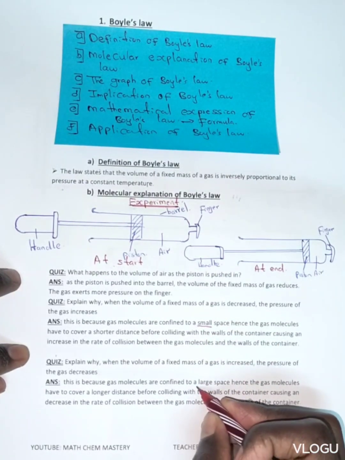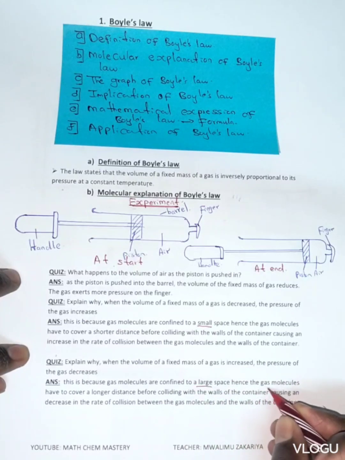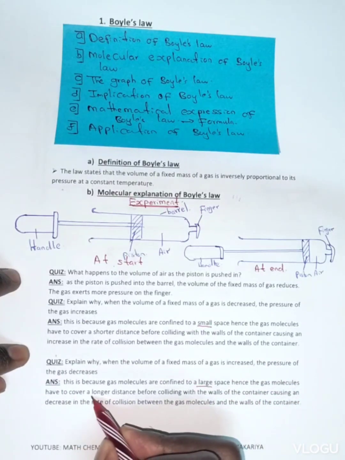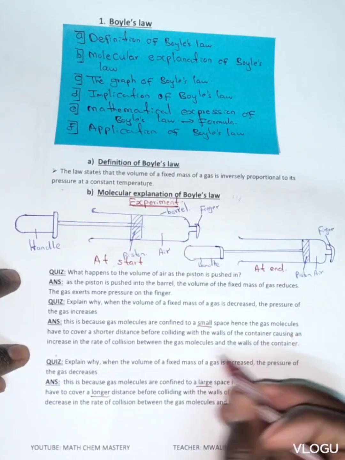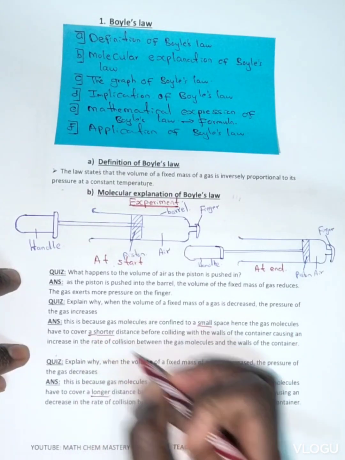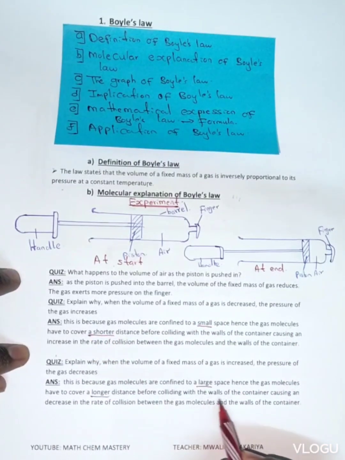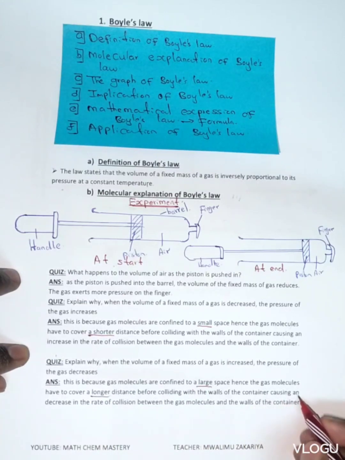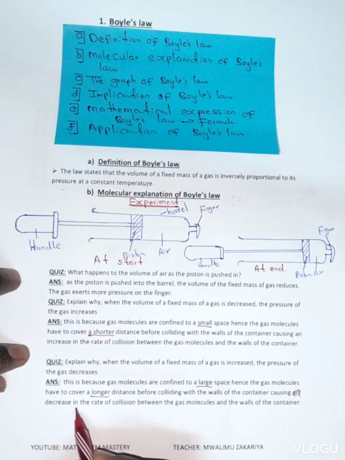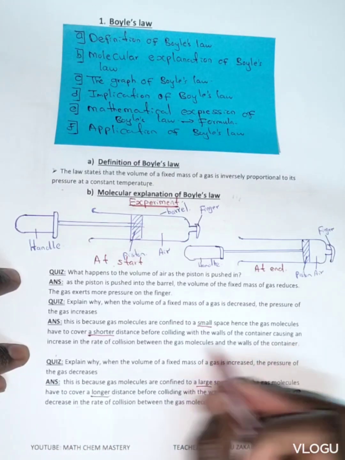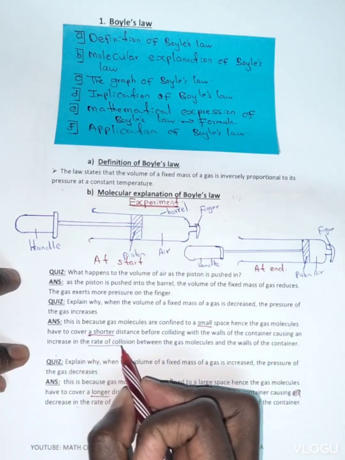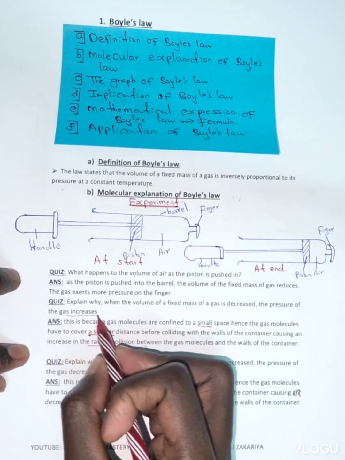This one is confined to a large space. Hence, the gas molecules have to cover a longer distance. Here, the gas molecules have to cover a shorter distance before colliding with the walls of the container, causing a decrease in the rate of collision. Here, it was causing an increase. If the rate of collision increases, that is why the pressure was increasing.